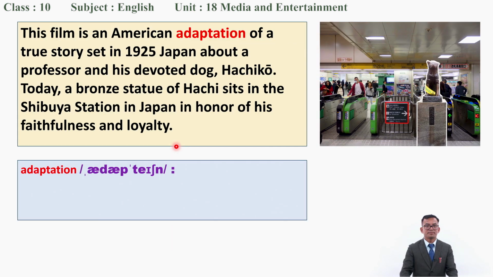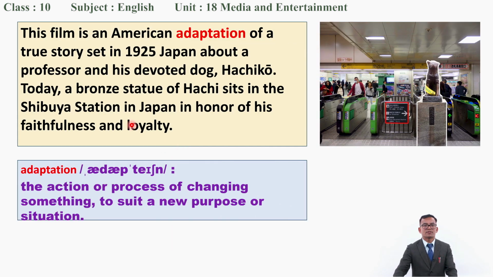What happens then? Yes, this film is an American adaptation. Adaptation. What is that? The action or process of changing something to suit a new purpose or situation. This movie is adapted because it is based on the real story that happened in Japan, but this is an American adaptation. Some changes are made to a true story set in 1925 Japan about a professor and his devoted dog Hachiko.